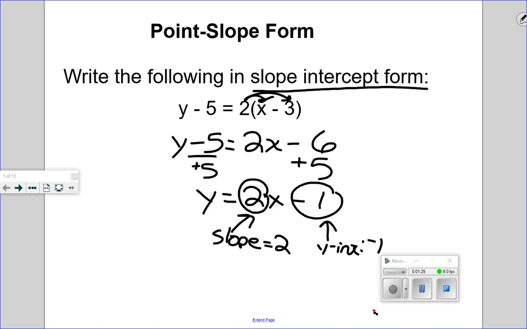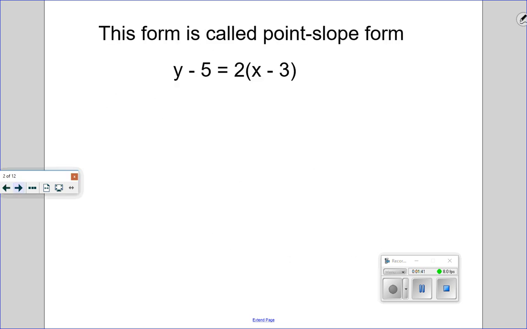Another form is actually this original form when we had y minus 5 equals 2 times the quantity of x minus 3. This right here is called point-slope form. So this is the exact same equation. You might want to jot this down that it's called point-slope form. It's a little bit different than slope-intercept form.